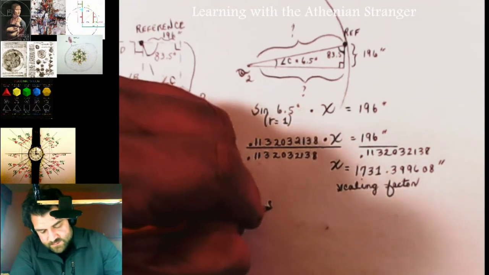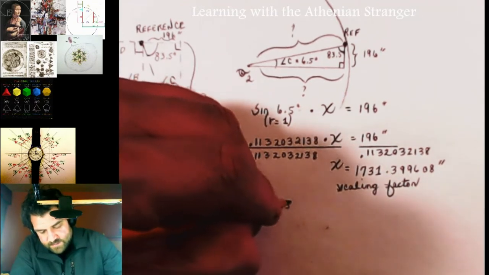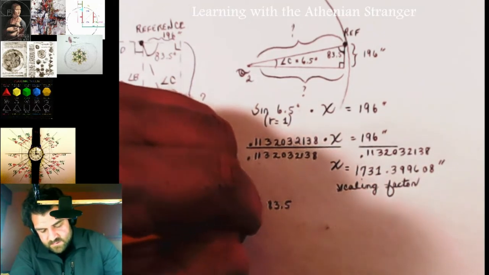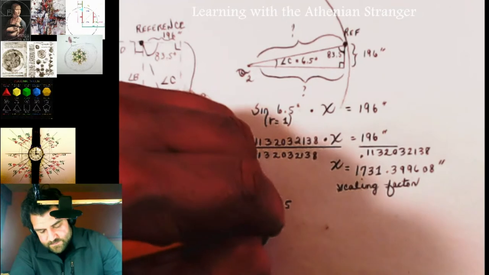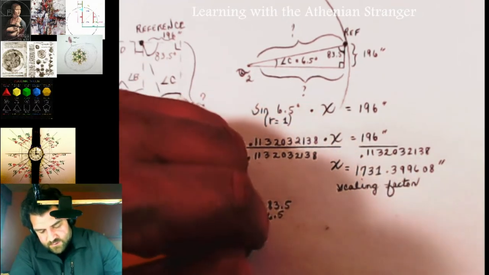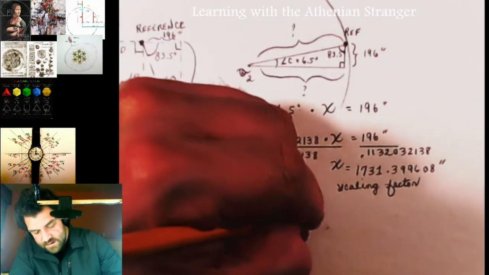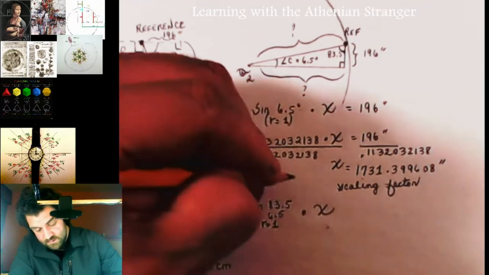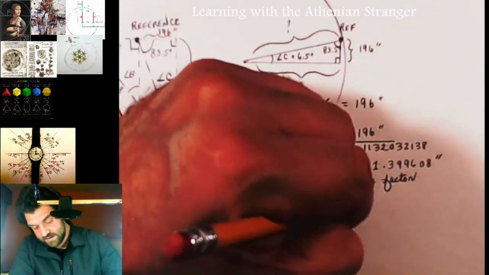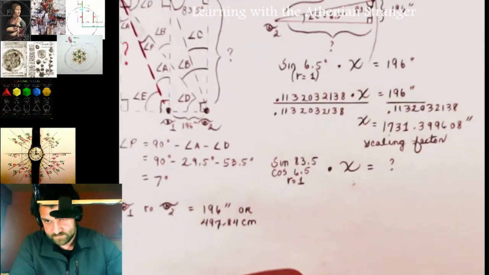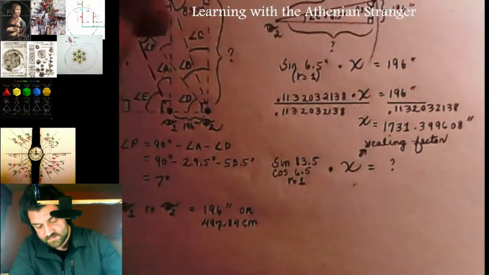So the sine of 83.5, that's the same thing as cosine of 6.5. Either of those, for a unit circle of radius 1 times my scaling factor, we know is going to give me that distance that I want to know. So we know this guy, this is him right here.